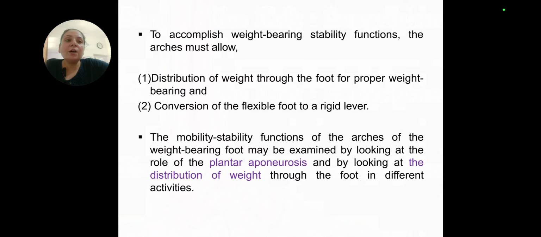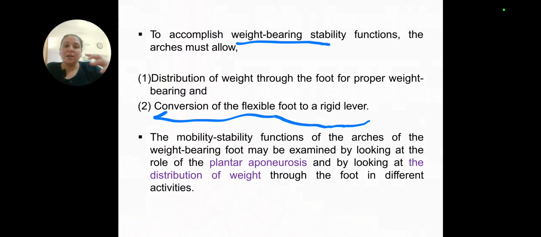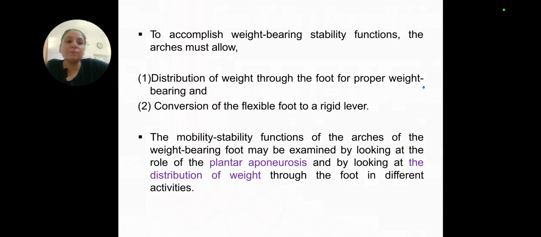Fine. It has also got a weight bearing stability, that is, it converts the foot into a rigid lever, so that the foot can work as a metatarsal brake. It can work at the MTP joint. So it also acts in this position.